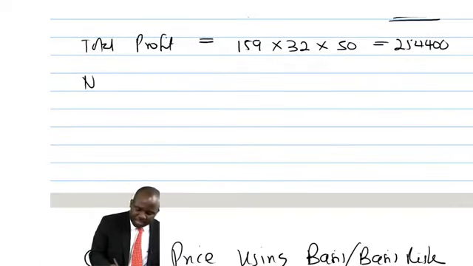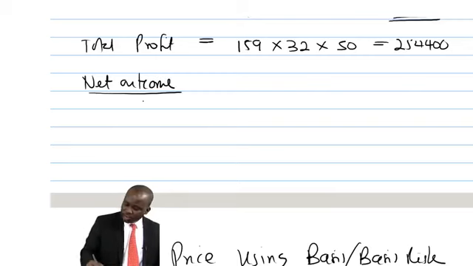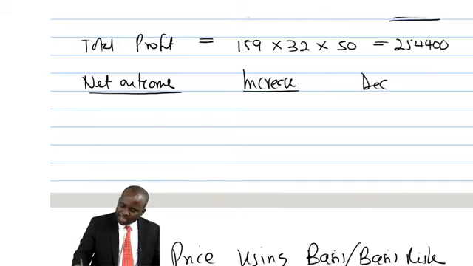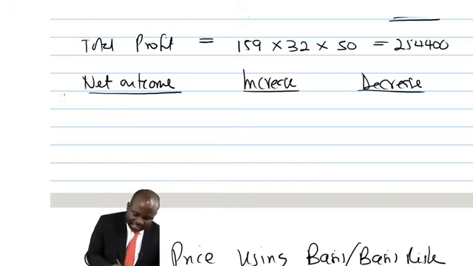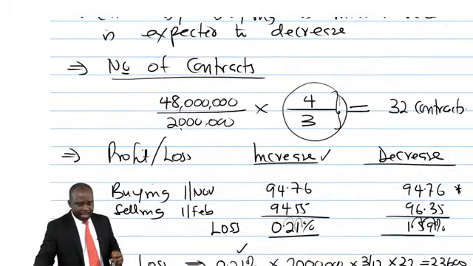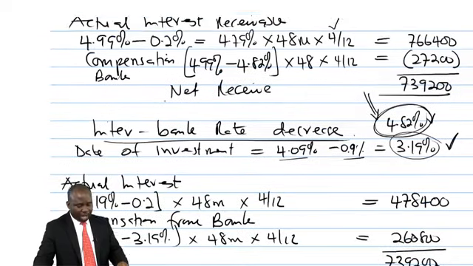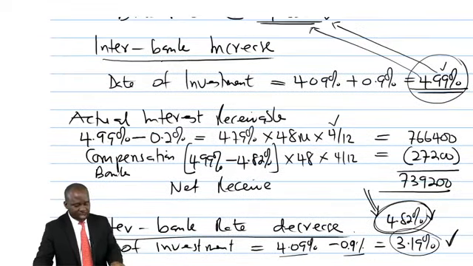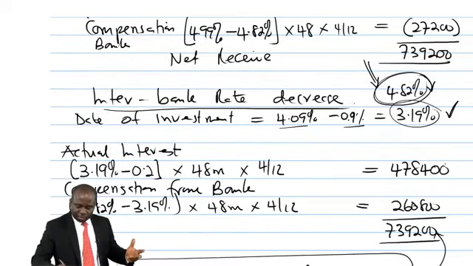So what will be the net outcome? What will be the net outcome? I have to do it when it increases, and I have to do it when it decreases. Okay, so I will say what is the actual interest? Our actual interest. We've done it already. So when you go up there in the forward contract, the actuals, when interest rate was increasing, we said the interest we will actually get is that. When interest rate was decreasing, we said this is what we will get.